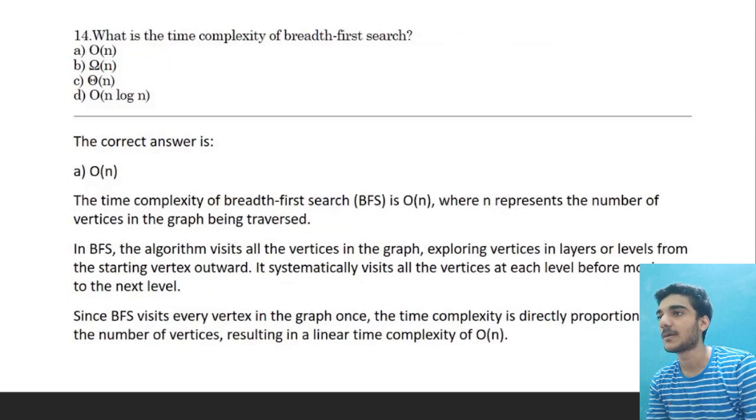Question 14. What is the time complexity of breadth first search? And the correct option is big O of n, where n represents the number of vertices in the graph being traversed. In BFS, the algorithm visits all the vertices in the graph, exploring vertices in layers or levels from the starting vertex outward. It systematically visits all the vertices at each level before moving on to the next level.